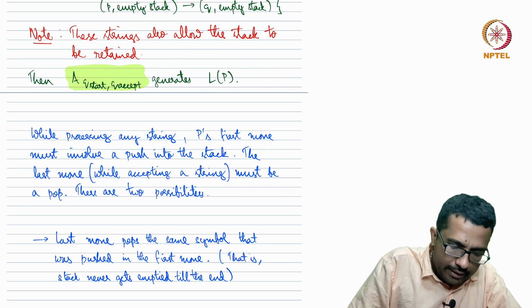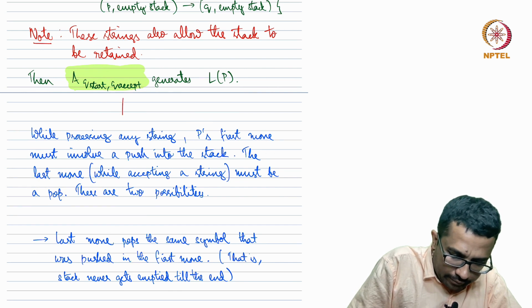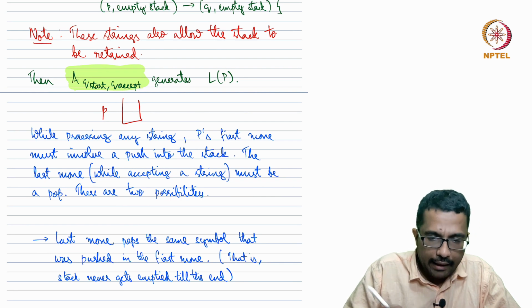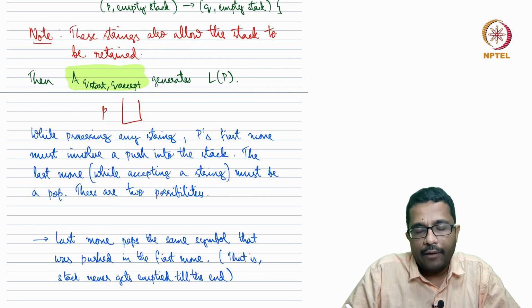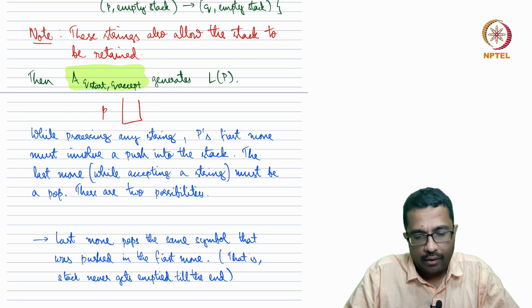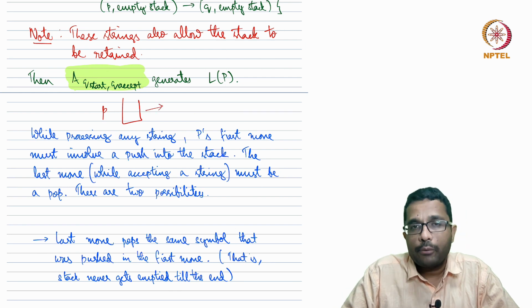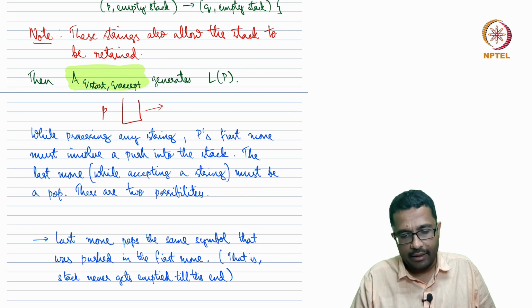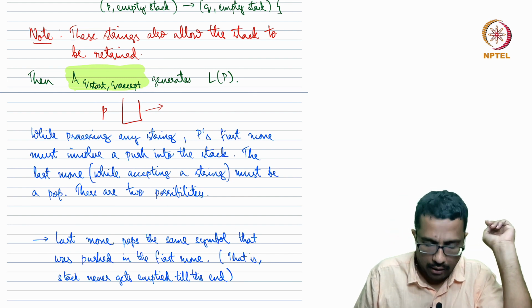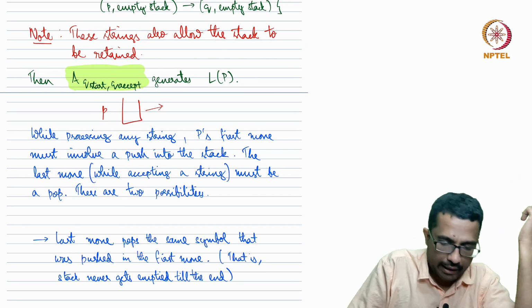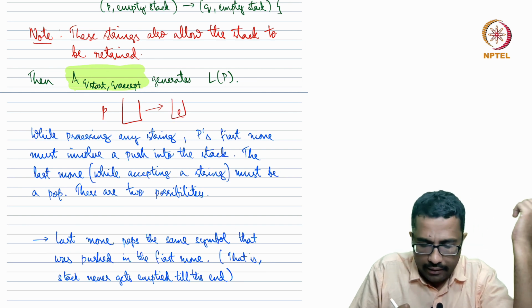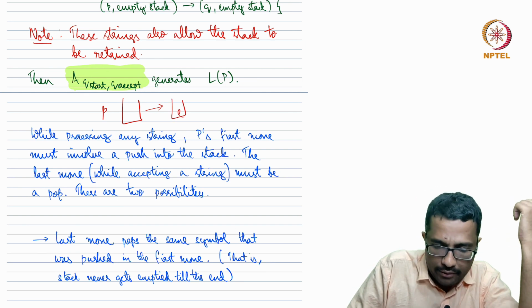So initially you are in state P with the empty stack, and the next move from there, we know that every move has a push or a pop, right? So the next move from here must involve a push, because there is nothing to pop, right? So the next move involves a push. Let's say it puts some symbol, let's say L or something, into the stack, right? And let's consider what happens. At the end we need to go to state Q with the empty stack.